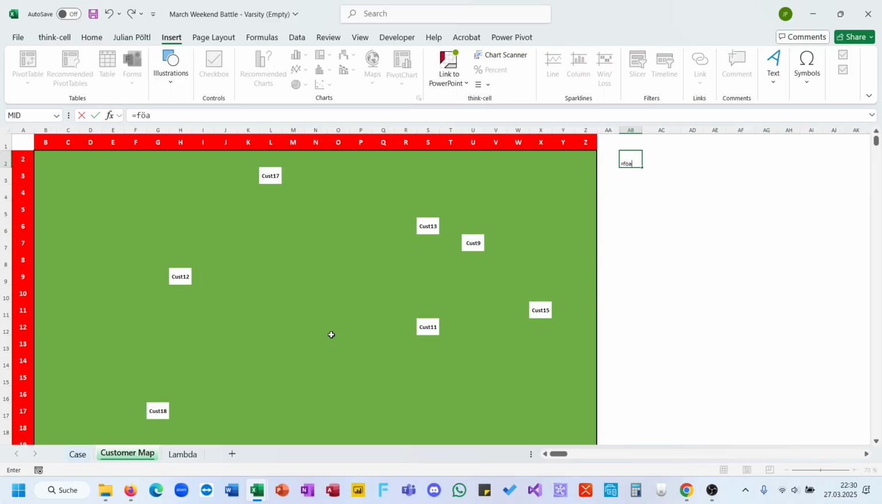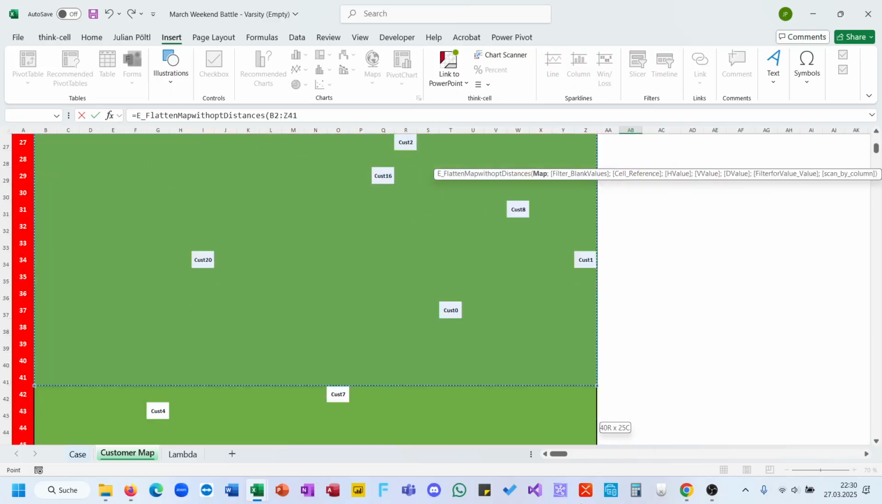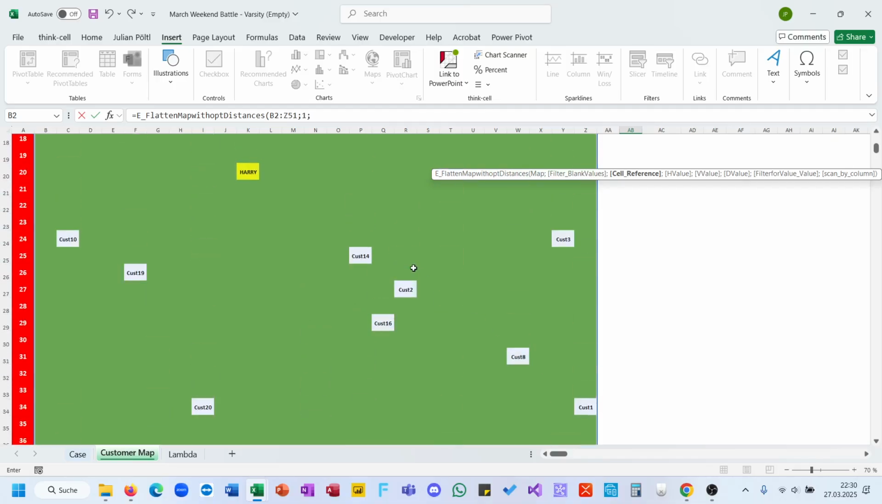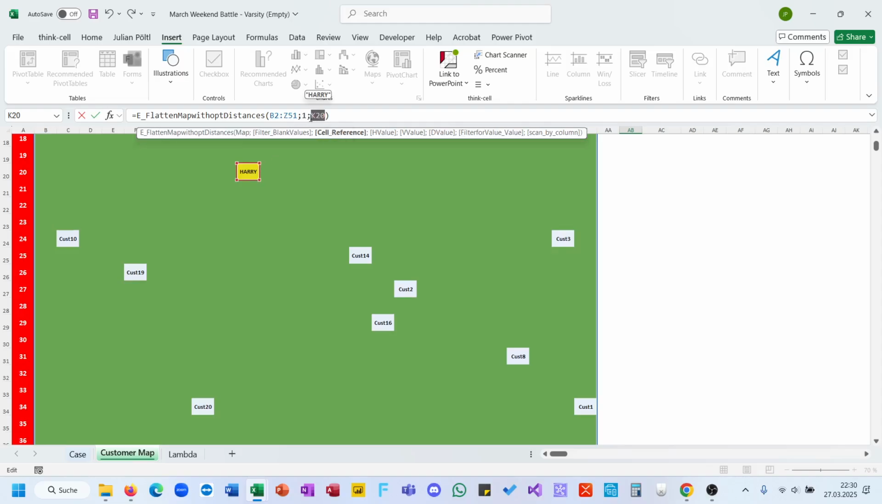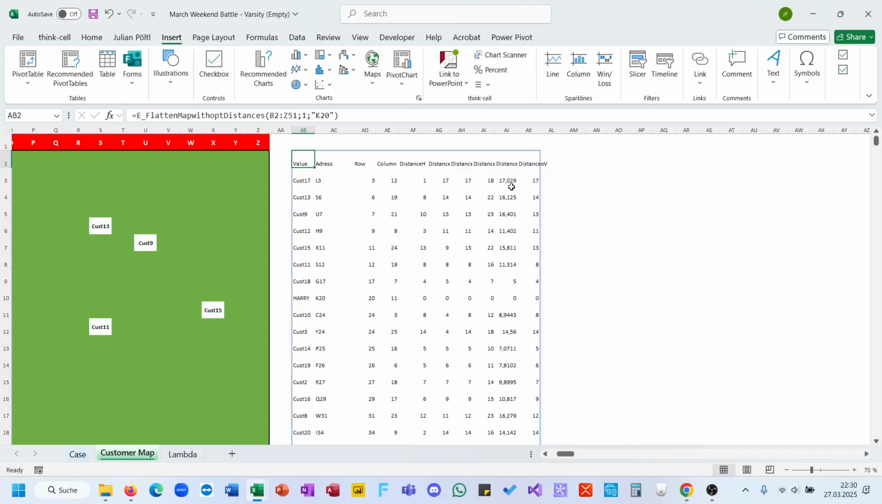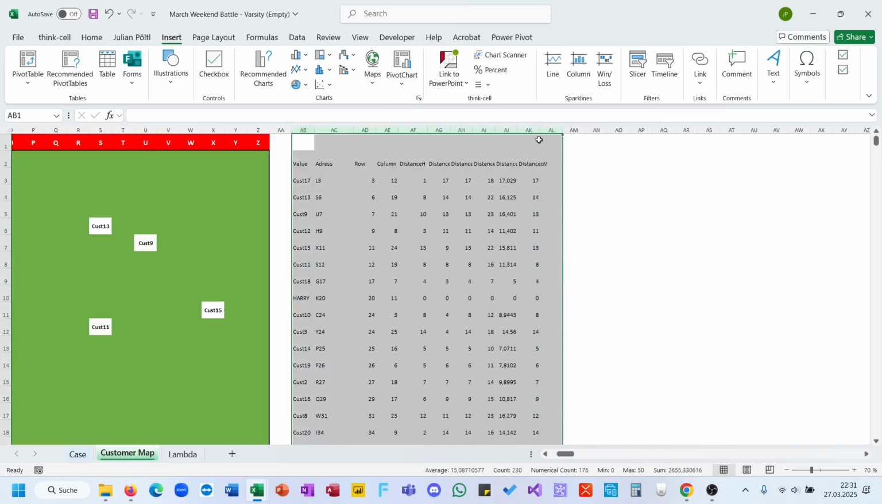Flatten map. Flatten map with optional distance. This is the map. Yeah, blank values, yes. So reference. I don't know if I can. No, I think I need to write it, yes. And we have all the customers with the distance in both horizontal and vertical.